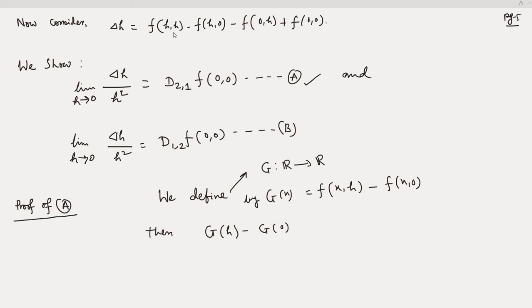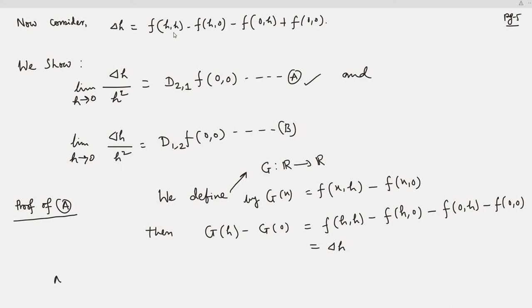Now g is differentiable. So g of h minus g of 0, what is this? This is equal to f of (h, h) minus f of (h, 0) minus f of (0, h) plus f of (0, 0), and this is equal to delta h. Fine.